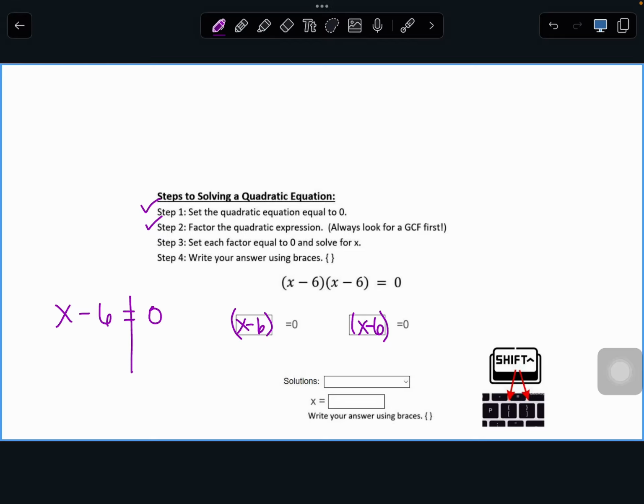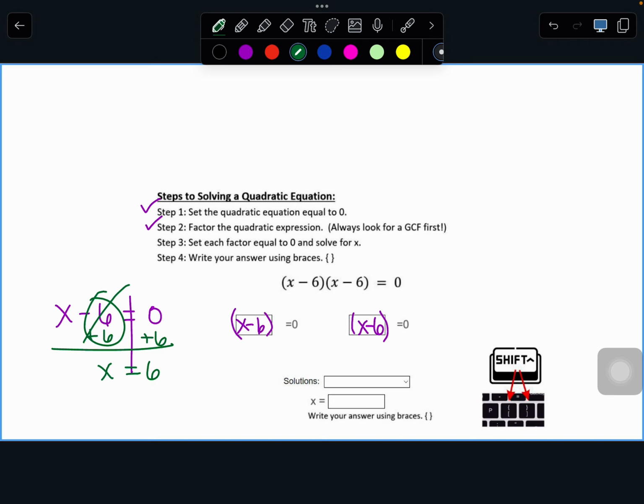If I drew a line down my equal sign and I wanted to get x all alone and get rid of that 6, I would add 6 to both sides. That zeroes out that negative 6 and I get x equals 6. If I do the same thing over here, x minus 6 equals 0, draw a line down my equal sign, add 6 to zero it out, and I get x equals 6.